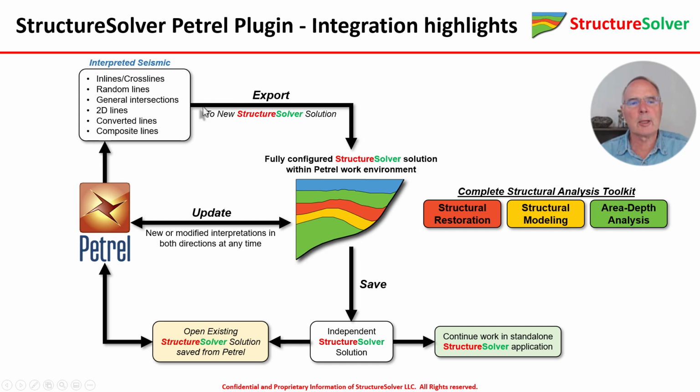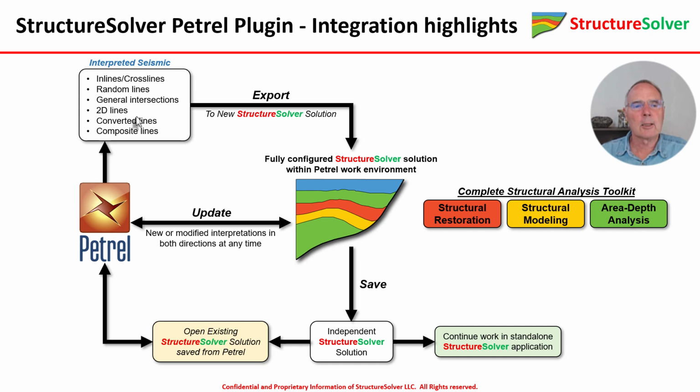With the StructureSolver Petrel plugin, we can export from any of these entities. I've shown you exporting from a 2D line, but we can export directly from an inline, a crossline, a random line, or a general intersection. We don't generally recommend that you export directly from a random line, because if you then move the random line's position in Petrel, then the geometrical correspondence between StructureSolver and Petrel will be lost. So we recommend in that case to go from a random line to a converted 2D line and work that way.